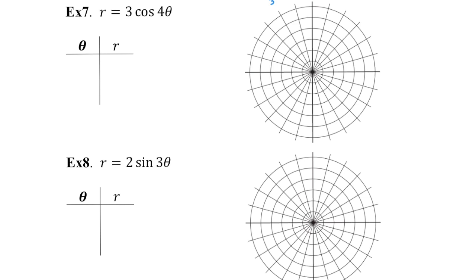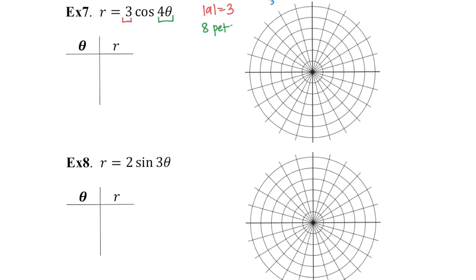It says r equals 3 cosine 4 theta. So I can see right away the length of the petal is going to be 3. Because this is 4 theta, that's an even number for n, which is going to result in 8 petals. Okay, I just want to maximize the length of the petal in one spot.